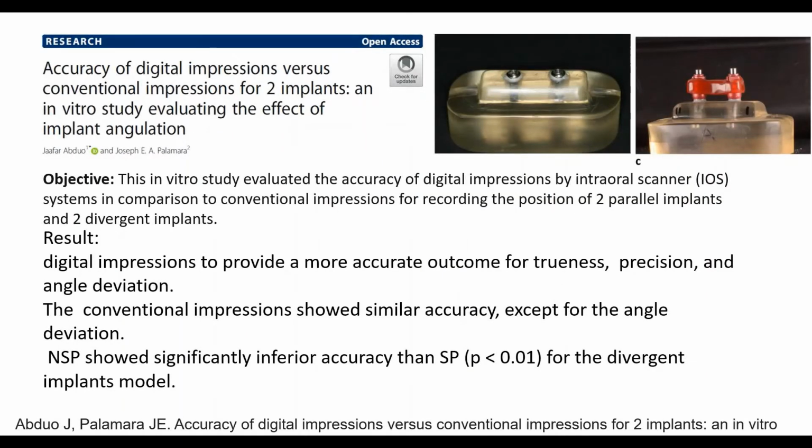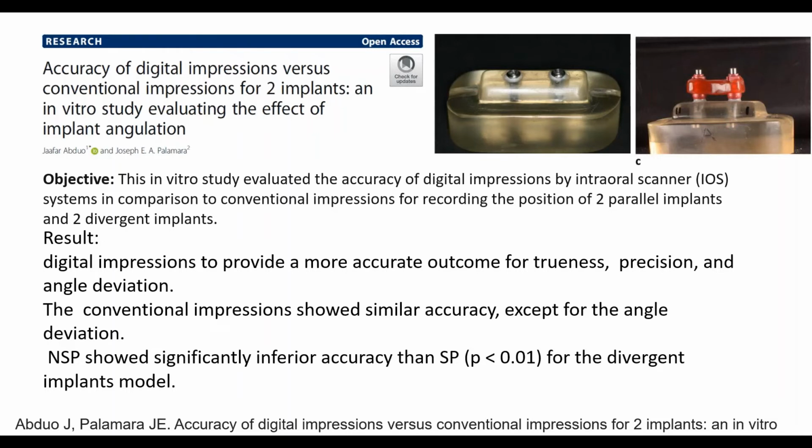So next, coming to the accuracy of digital impression versus conventional impression for 2 implants, an in vitro study evaluating the effect of implant angulation. The objective of this study was to evaluate the accuracy of digital impression by intraoral scanner system in comparison to that of conventional impression. The result of this study concluded that digital impression provides a more accurate outcome in terms of trueness, precision, and angular deviation, while there is a significant difference when the comparison is made in the linear deviation.